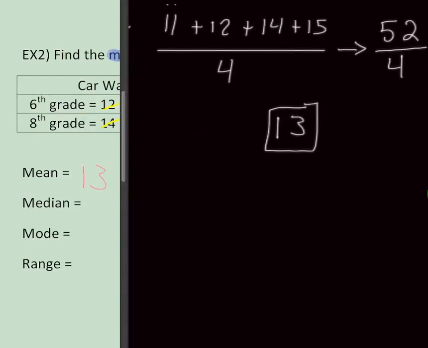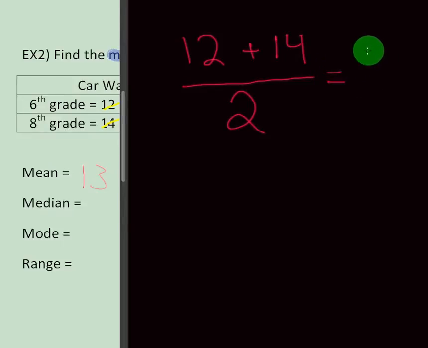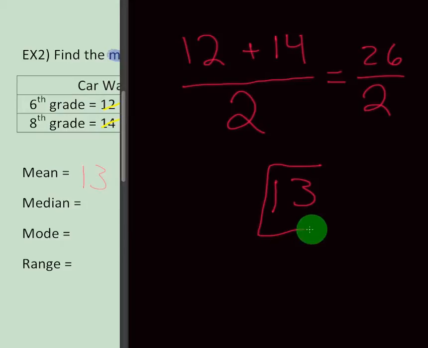So I'm going to take 12 and 14 and find the average of these two values. To find the average, we add them together and divide by 2. So that's 26 divided by 2, which is 13. In this case, our mean and median are both 13. That's just a coincidence. This won't always be the case.